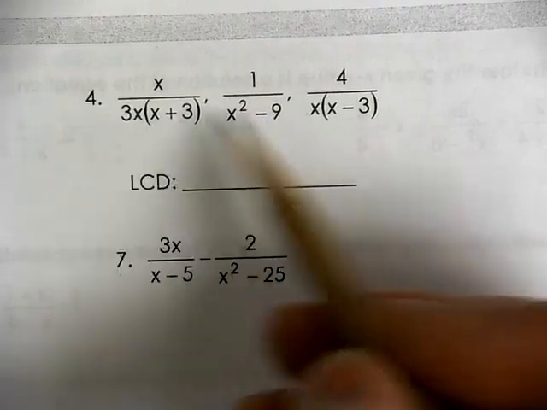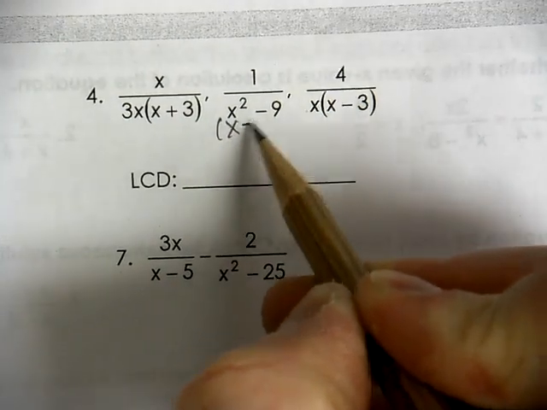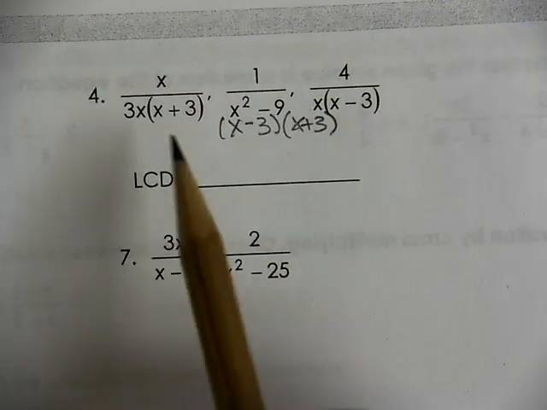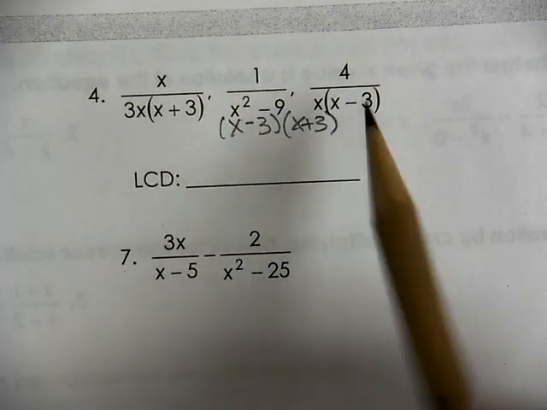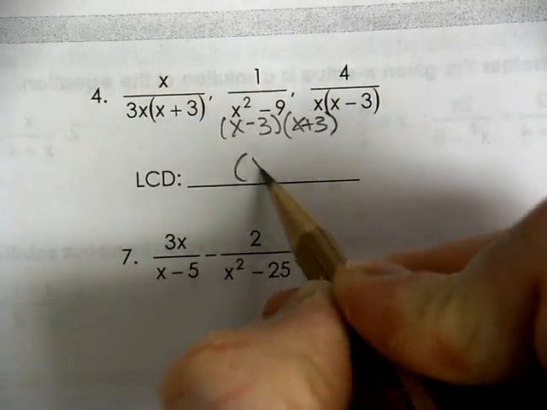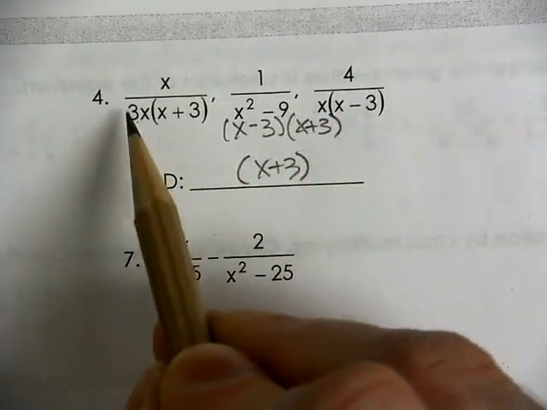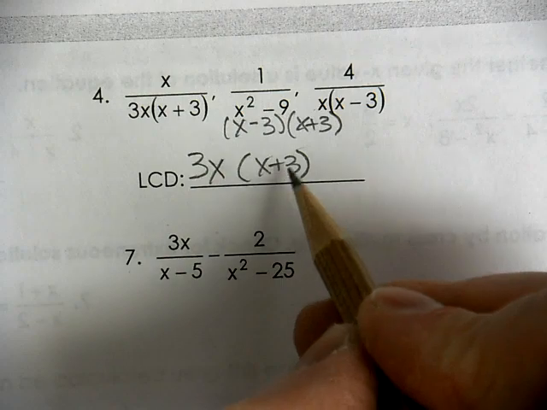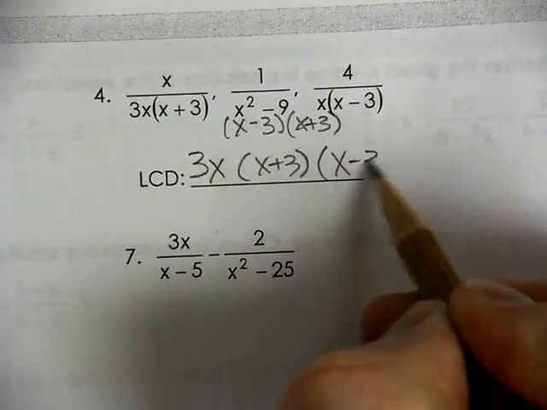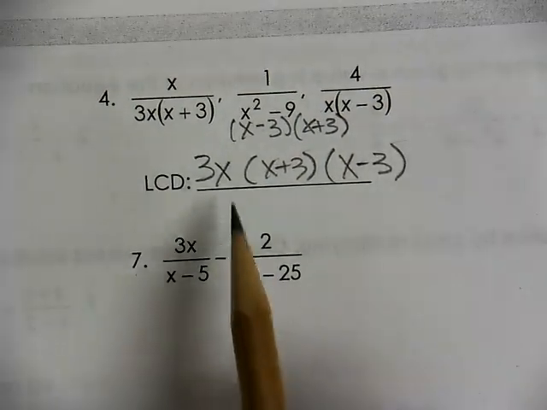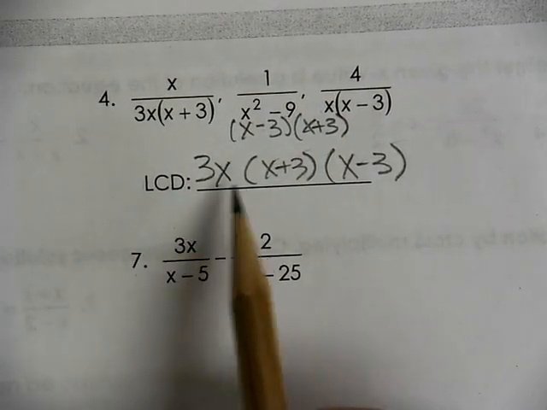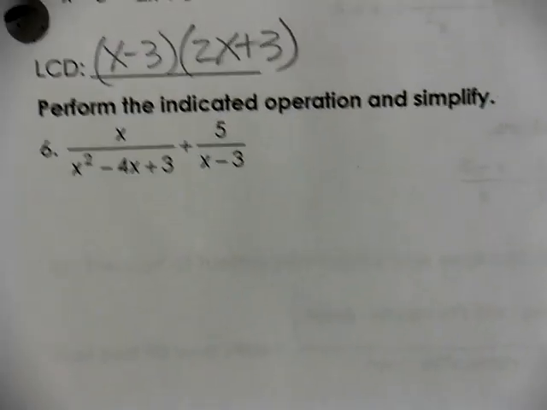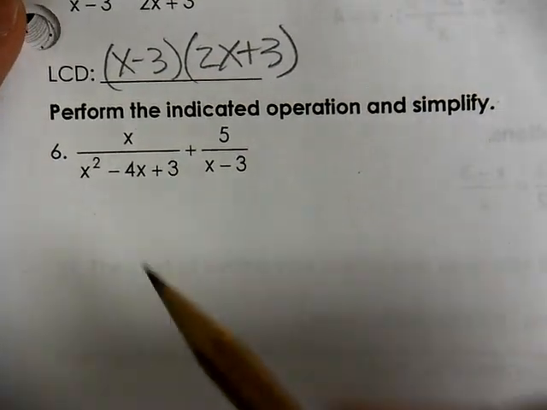Here, you want to factor the denominators apart. You need to represent each one. So we need an x plus 3. We need a 3 and an x. And we also need an x minus 3. If each denominator had that, then that would be considered our least common denominator. We need to have least common denominators when you add fractions.